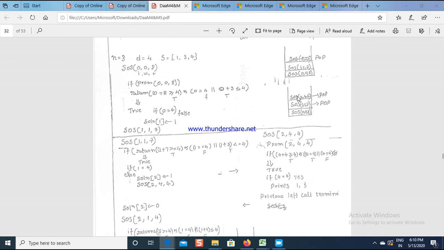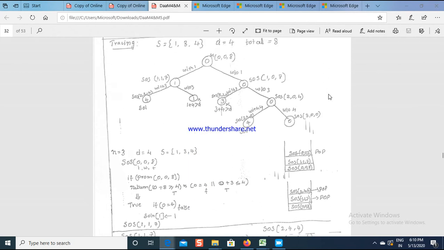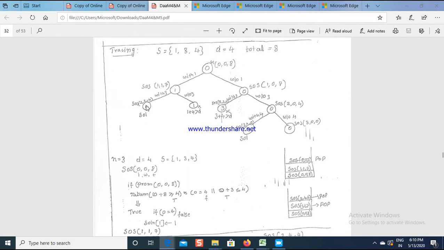Okay. Now once this 244 is over, pop it out. That means once we got the solution and printed the result, you pop it out from the stack. So pop 244 from the stack, and now what is there on top of the stack? 117 is there on top of the stack. Now what call do I have to make?